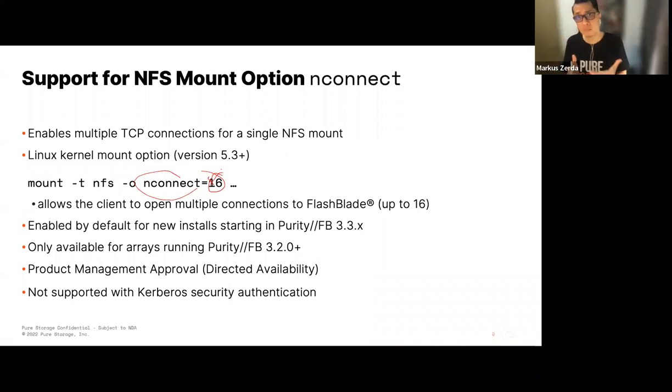So now if you have very limited clients in your customer's environment and they have newer versions of Linux, they can mount an NFS export using nconnect and add multiple TCP connections. So they can hash to multiple blades. The only gotcha here is that it will not work with Kerberos authentication. Also, it's only available running 3.2, but it's now the default for 3.3.